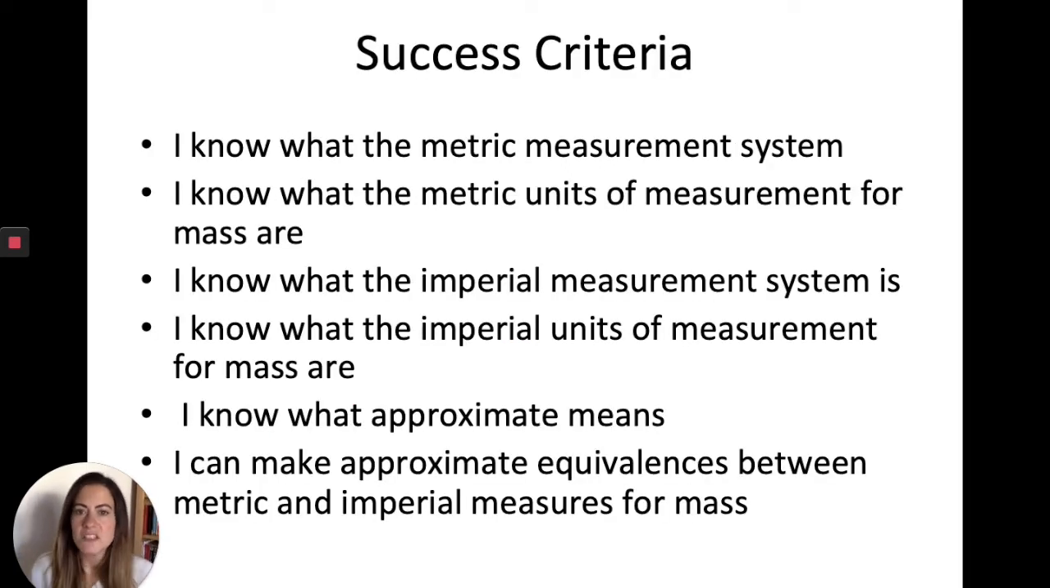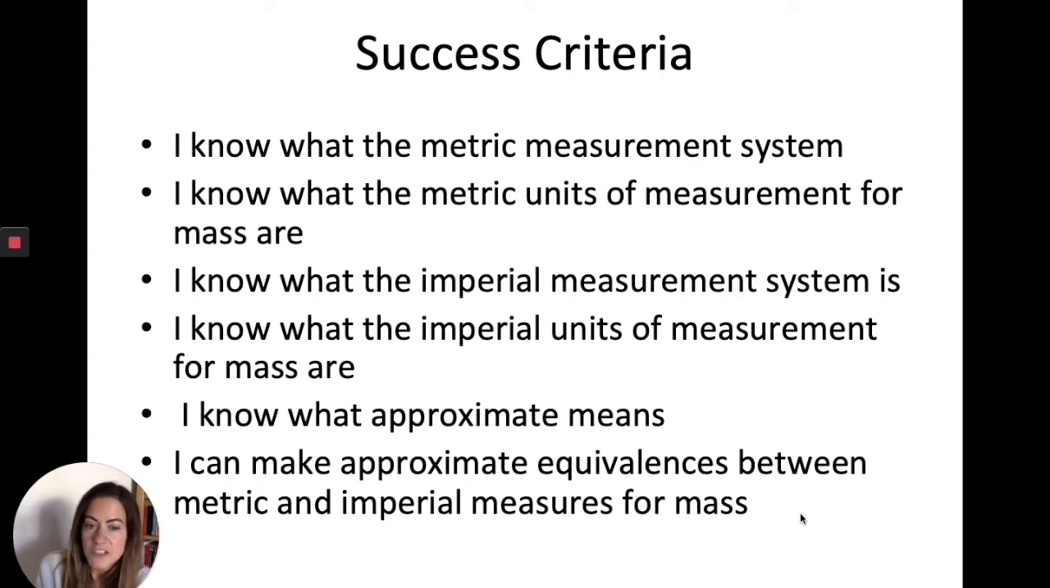How are you going to be successful today? I think you can already tick some of these off before we begin. So I would hope by now you know what the metric measurement system is, and that you might know the metric units of measurement for mass because you learnt about those previously, so you should be quite confident with those. Hopefully from yesterday's lesson you have a pretty good idea of what the imperial measurement system is, and you might know some of the imperial units of measurement for mass because we talked about some of them yesterday. You should know from yesterday's lesson, if not before, what approximate means and the symbol for that.